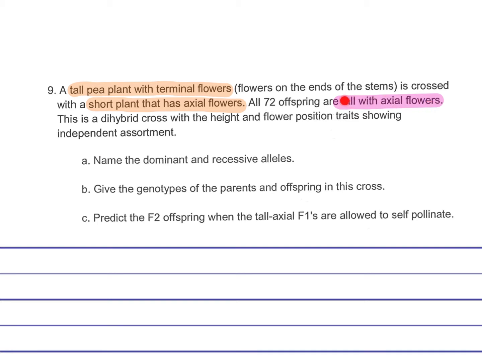So that helps us assume that tall is going to be dominant and axial flowers is going to be dominant, because when you cross these two parents, you end up with the offspring showing the dominant trait. That's Mendel's law of dominance. So what I'm going to do here is I'm going to say T is for tall, big T, small t is for short. Axial flowers is dominant, so I'm going to do a capital A for axial flowers and a small a for terminal flowers.